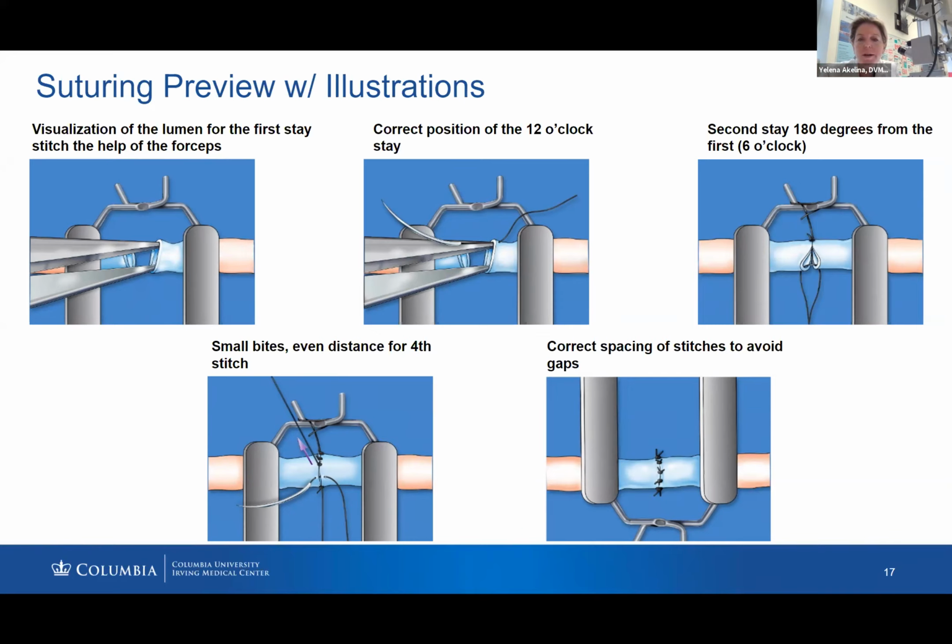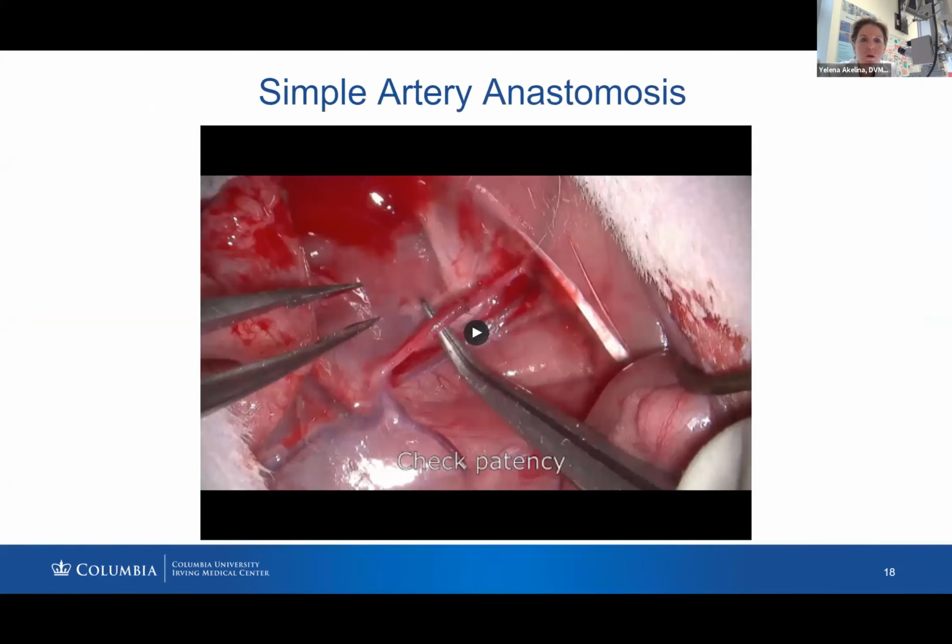This is just a small illustration so you have an idea what we're doing. And we're going to go through the video from the beginning of the dissection. So this is a simple artery anastomosis, which is done by me here in a lab with the help of my interns.